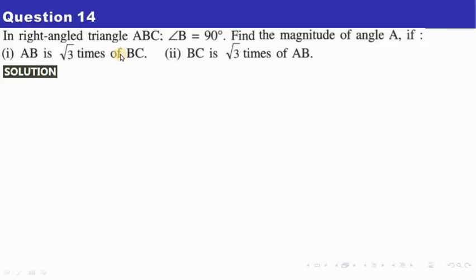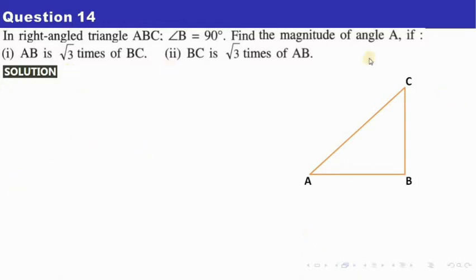Okay, so let's see question number 14. In the right angled triangle ABC, angle B is 90 degree. So there's a right angle triangle where angle B has to be 90 degree. Find the magnitude of angle A if AB is root 3 times of BC. Let's quickly draw the right angle triangle, and we have to draw 90 degree at point B. You can clearly see that at B it is 90 degree.